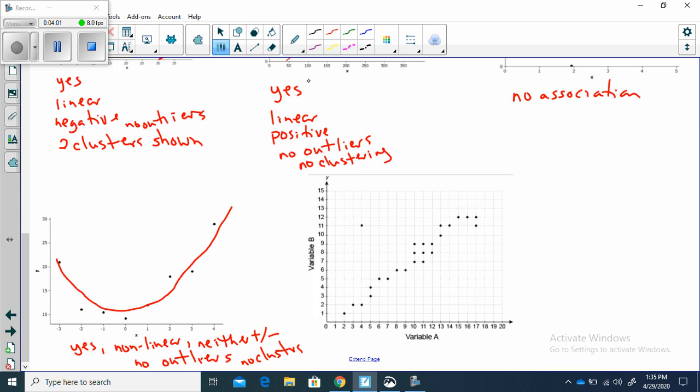Now let's look at this one. Is there an association? Well, let's look and see. I could draw a line pretty much like that through that data, couldn't I? Yeah, okay. So, what do we know here? Is there any association? Yes, an association. Is it linear or nonlinear? It would be linear. Positive or negative? It's going up, so the slope is positive.